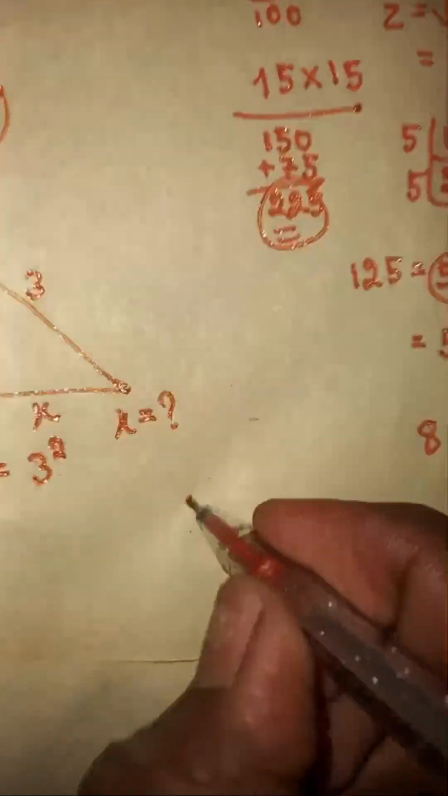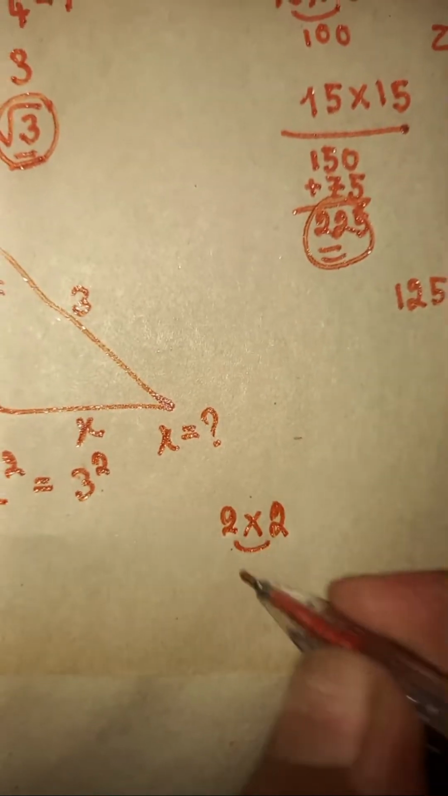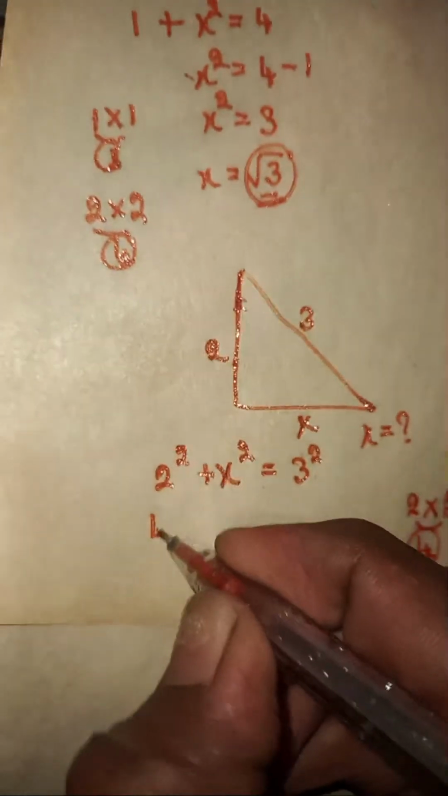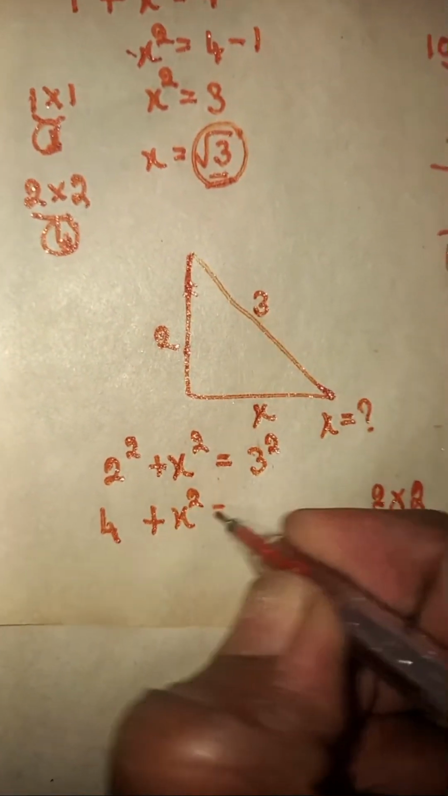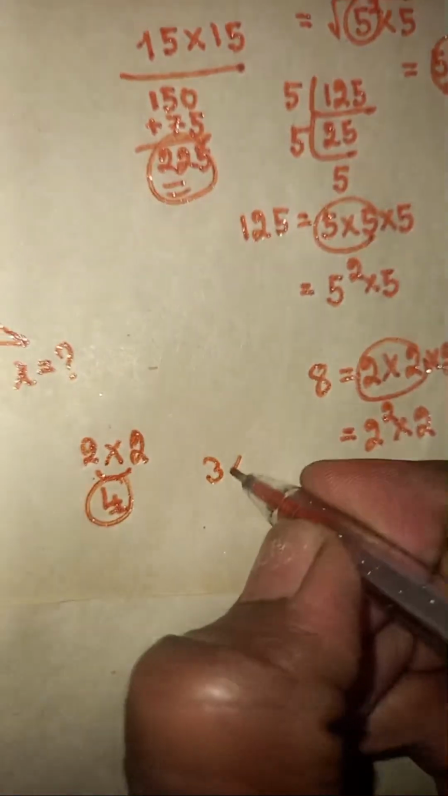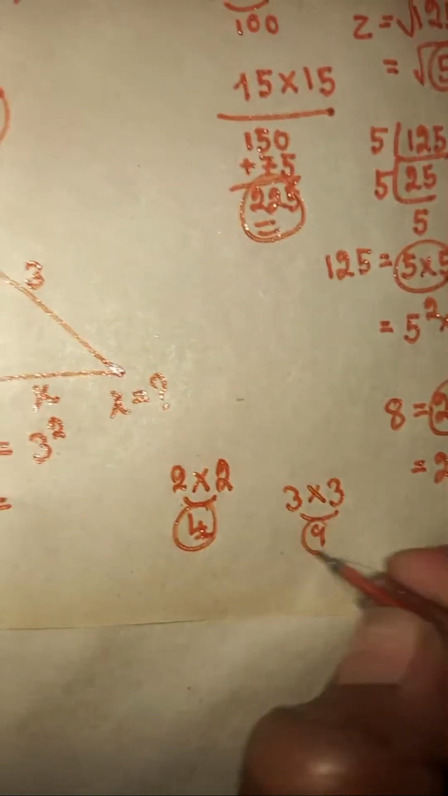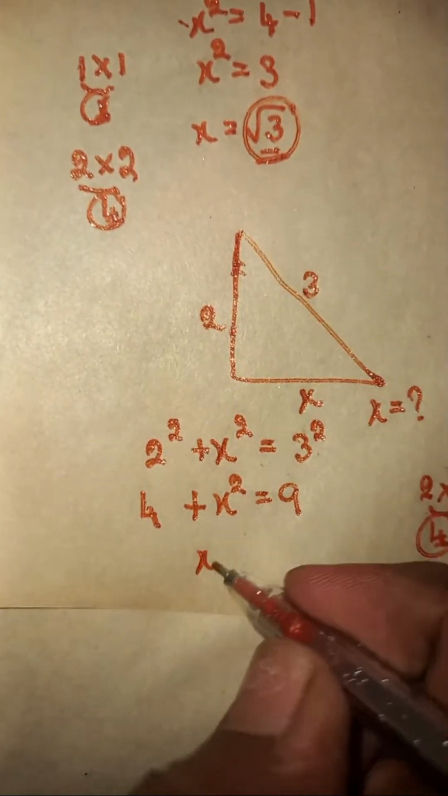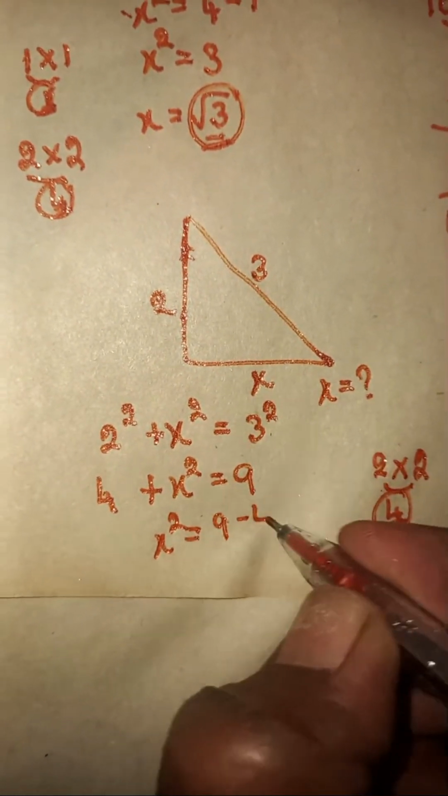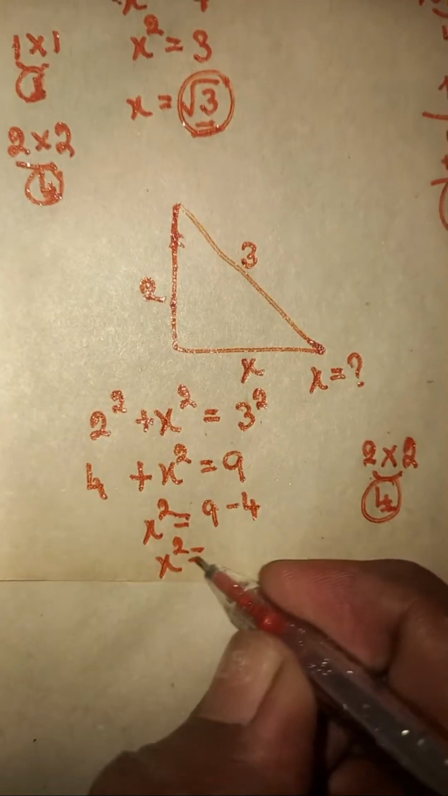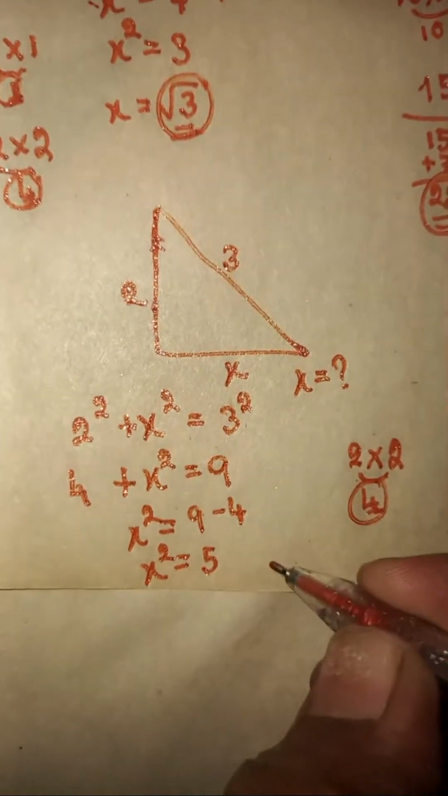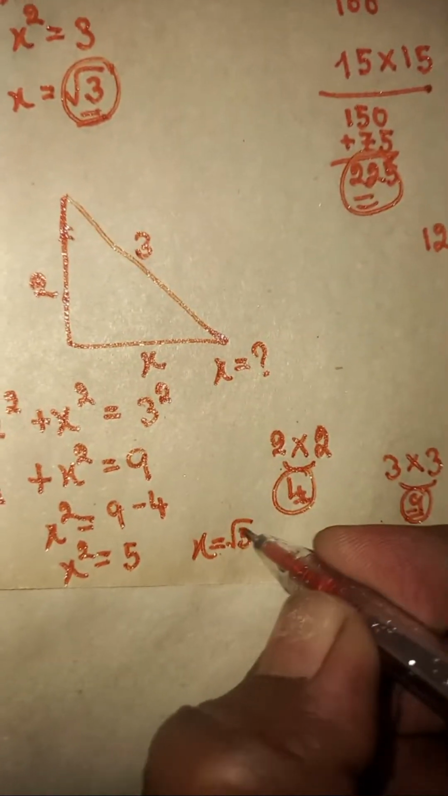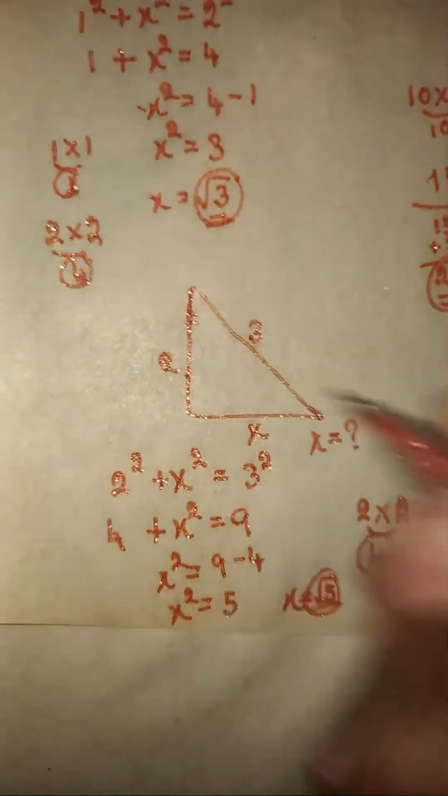2 square means you can write it as 2 times 2, which is 4, and plus x square equal to 3 square means 3 times 3, which is 9. So this becomes 9. 4 goes that side, plus 4 becomes minus 4. 9 minus 4, x square equal to 5, and square goes that side, it becomes root 5. x equal to root 5, that's the value of x.